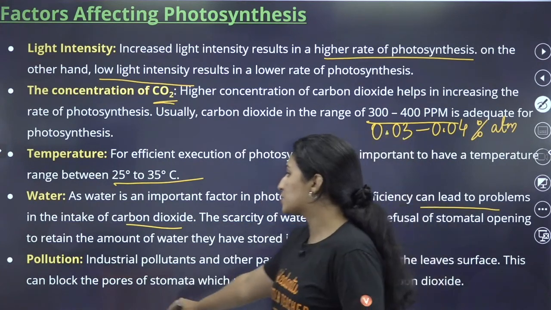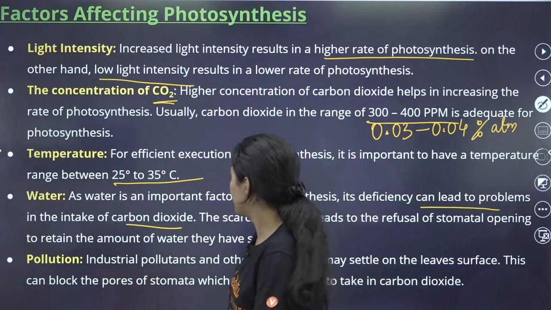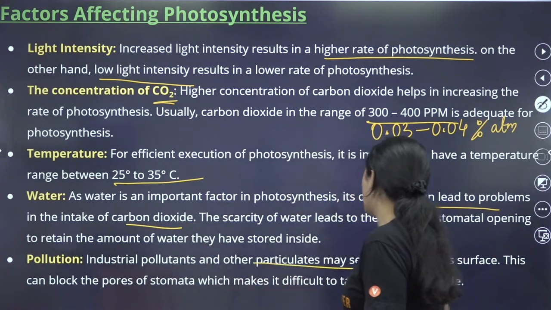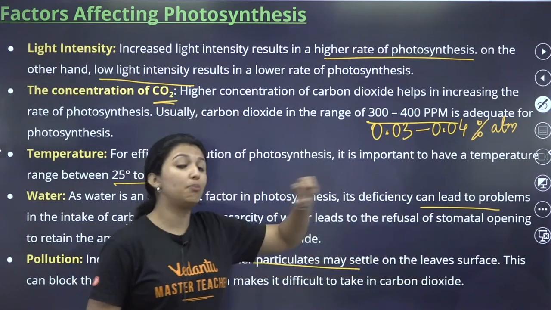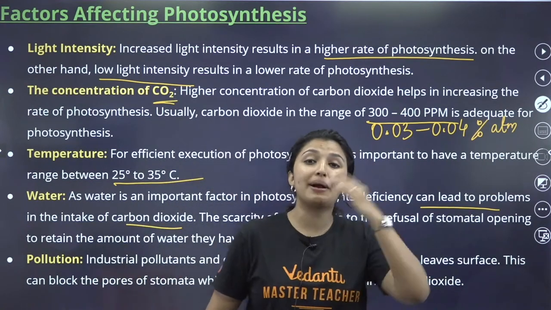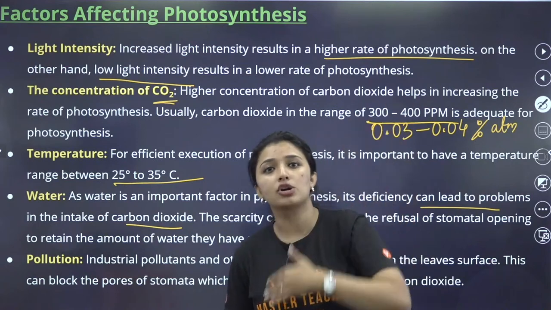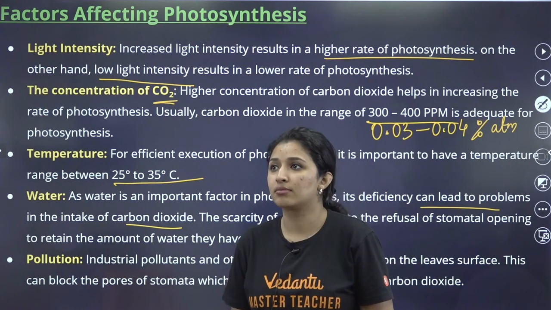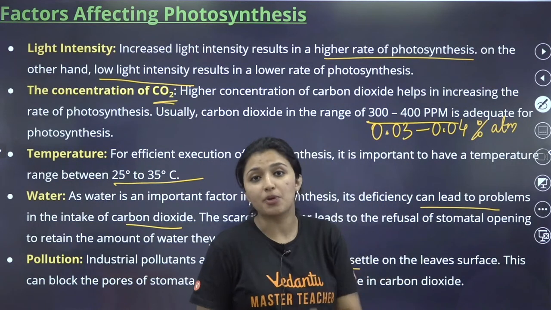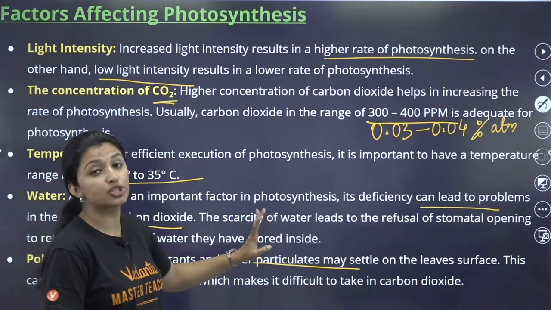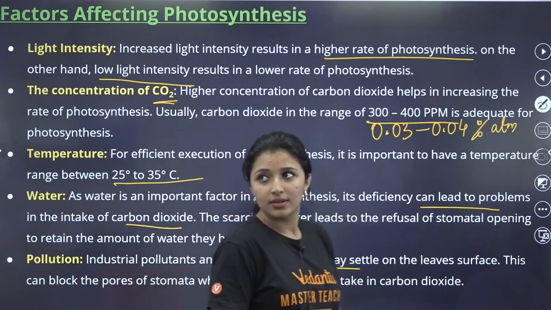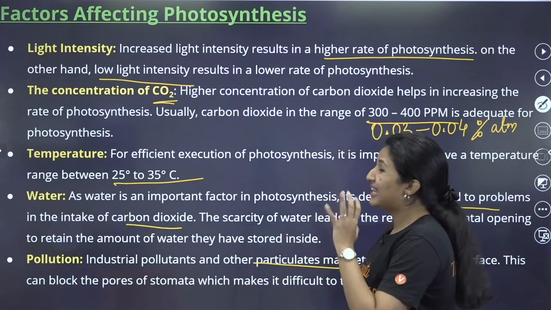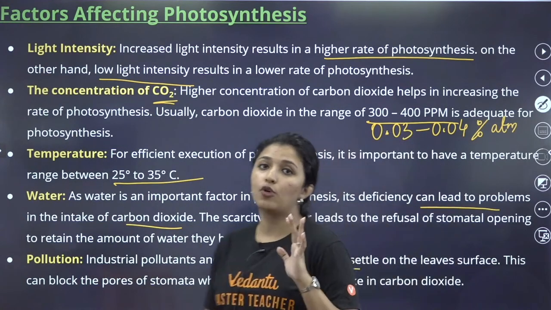Right. Next, we have pollution. Industrial pollutants and other particulate matter may settle on the leaf surface. They'll block the stomatal pores. If stomata is blocked, what happens? There is no oxygen or carbon dioxide taken. Yes, that is a problem. So, pollution also should not be there. They should have proper air. So, these are the factors affecting photosynthesis.